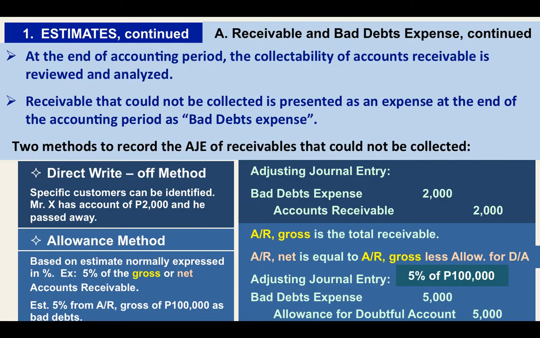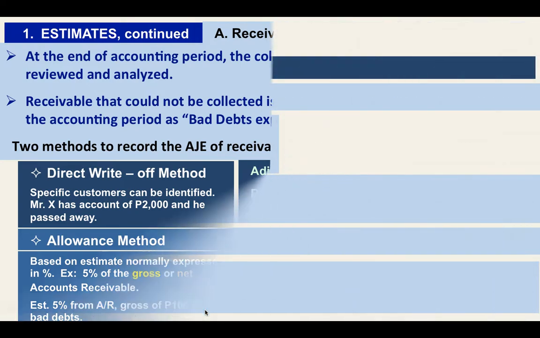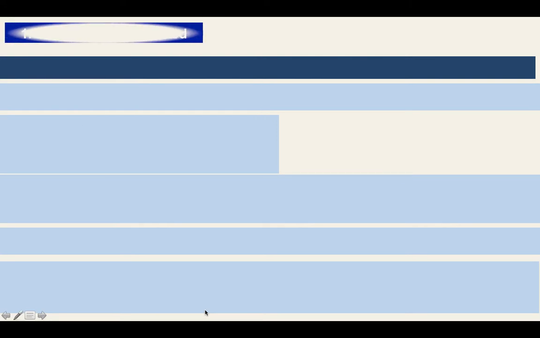Okay, class? Baka in the near future, bigla namang may magbayad na. Yung allowance kasi hindi tayo nagre-remove sa record. In this case, normally nire-remove na sa record yung receivable dahil direct na ang pagki-credit. Okay? Okay, let's illustrate that further.